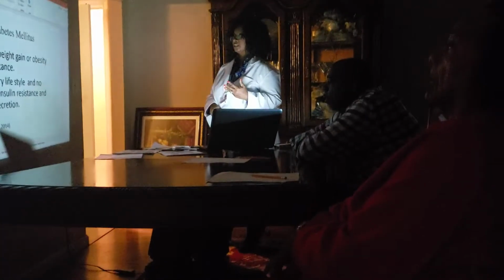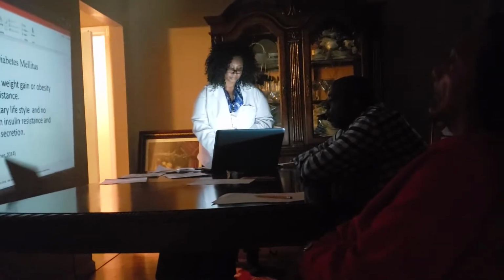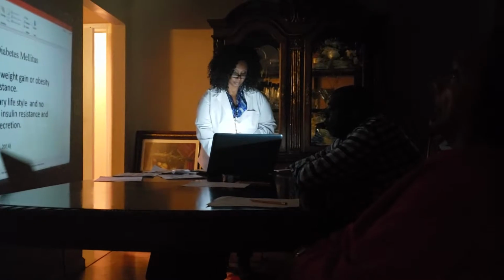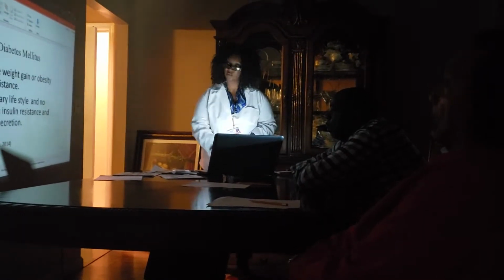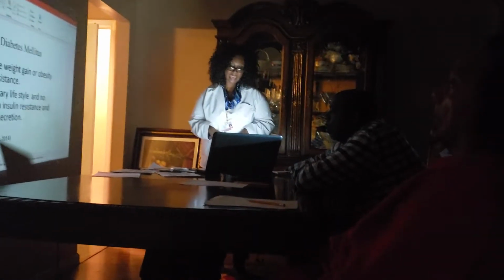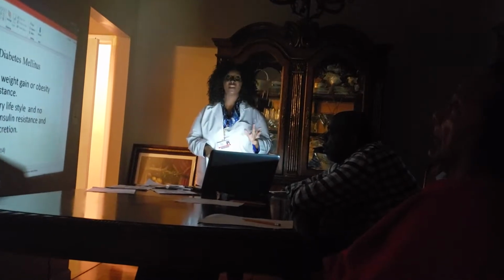Causes of type 2 diabetes mellitus: you see excessive weight gain or obesity causing insulin resistance. You see inactivity, a sedentary lifestyle, which is basically no exercise, resulting in insulin resistance and impaired insulin secretion. And other risk factors you may see: age, obesity, hypertension, and family history are also precursors for diabetes mellitus.